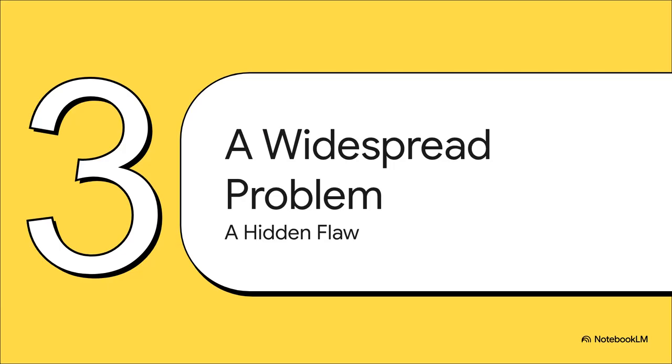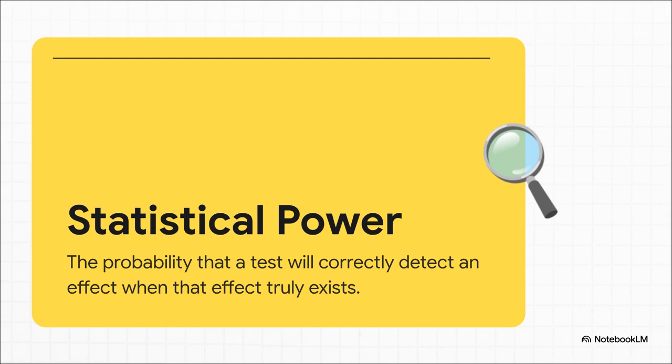Yeah, it turns out this powerful tool has a hidden flaw. A flaw that has been sabotaging research for years and causing who knows how many potential discoveries to just be missed. The problem isn't the machine itself, but its sensitivity. Or maybe I should say its lack of sensitivity. And this brings us to the real culprit behind our mystery, low statistical power.